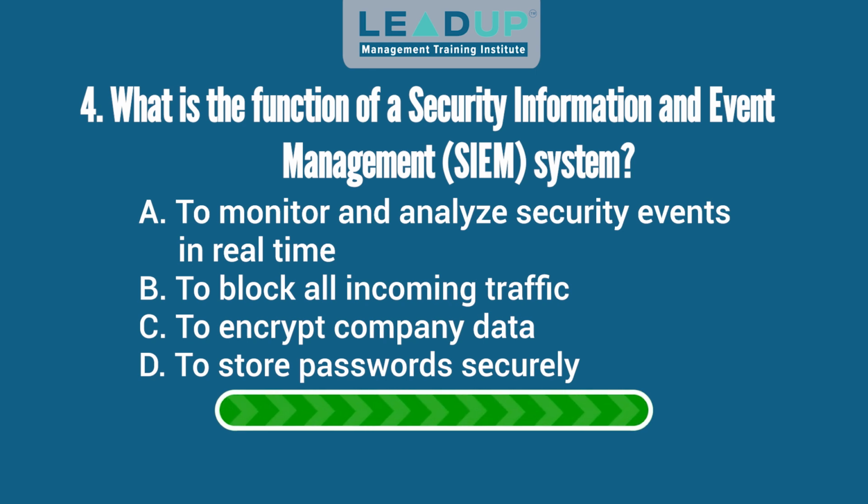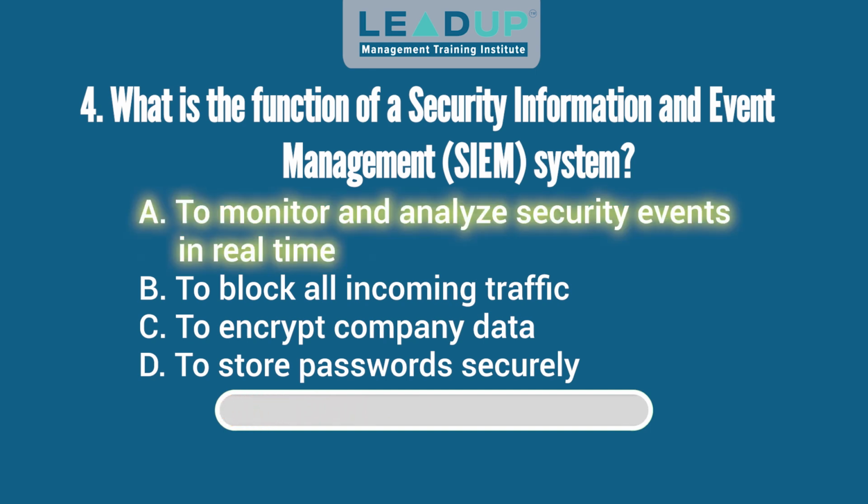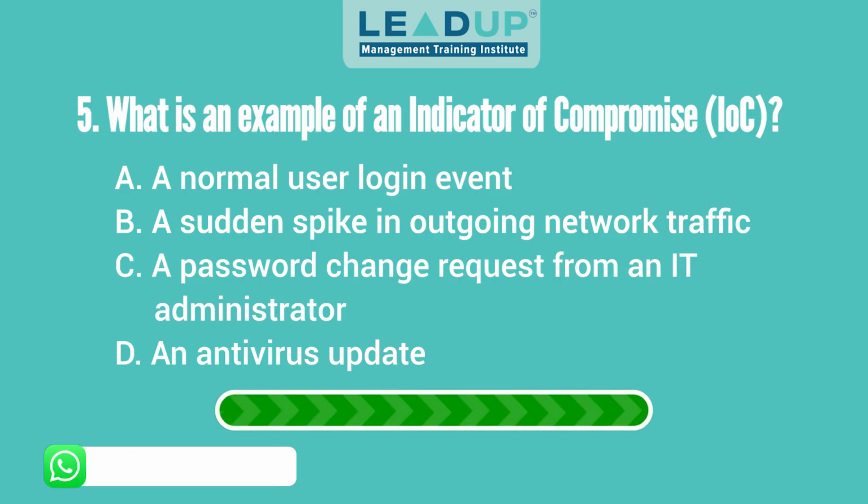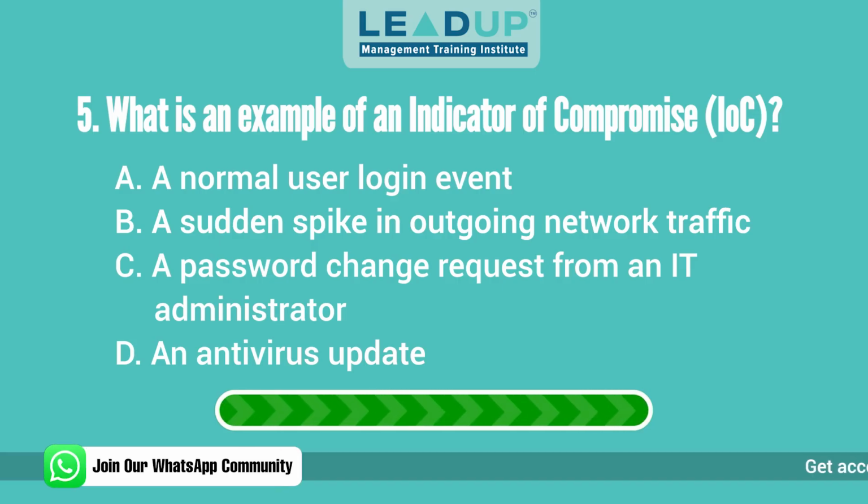A. To monitor and analyze security events in real time. B. To block all incoming traffic. C. To encrypt company data. And D. To store passwords securely. Answer: to monitor and analyze security events in real time. Question 5. What is an example of an indicator of compromise (IoC)?